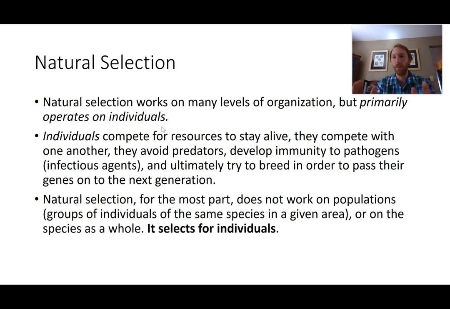It works on the level of the individual. There are some arguments for different types of selection and whether they select for genes, or for the individual, or for the population, or for the species. But for right now, for this class, we'll just say that it selects for individuals, because that's what it does, roughly 95, 98% of the time.